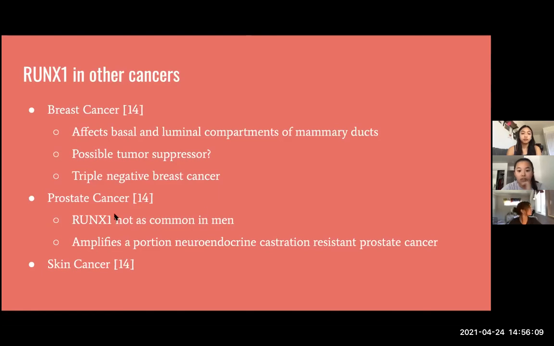RUNX1 has been found to amplify a portion of neuroendocrine castration-resistant prostate cancer, but it's not as common for men to possess RUNX1 as women. So along with the hormonal cancers, as I mentioned, it's also found in skin cancer. So the loss of RUNX1 decreases the amount of human oral skin squamous carcinoma cells, but RUNX1 is actually very important for the survival of keratinocytes in skin. So overall, it's very important to observe RUNX1 in other cancers because we need to be able to target this mutation. Next.